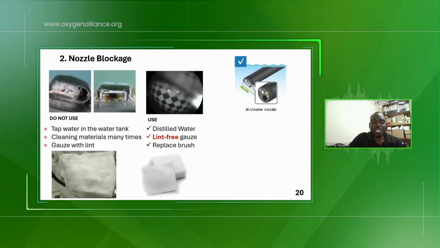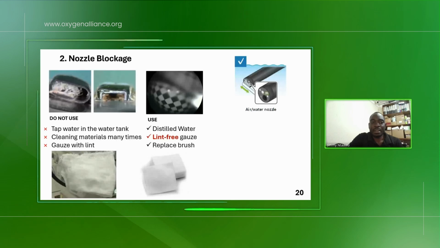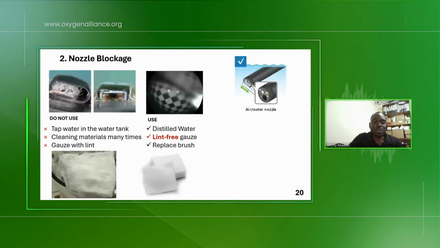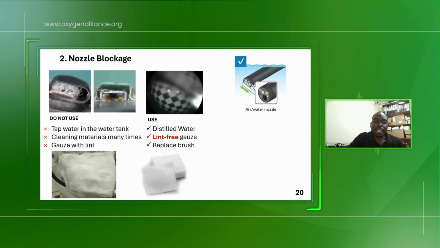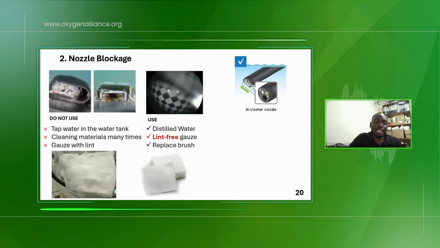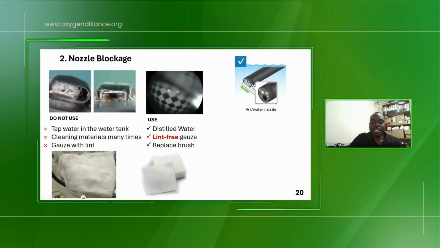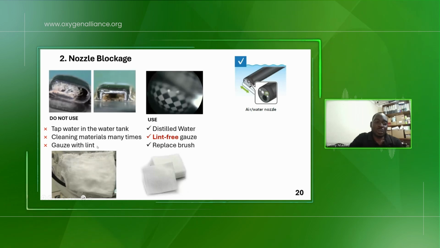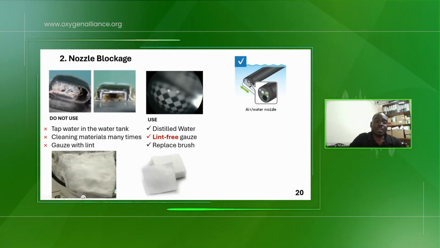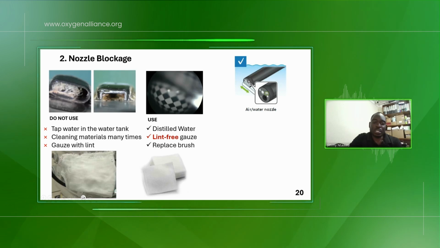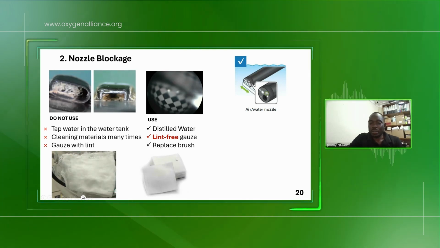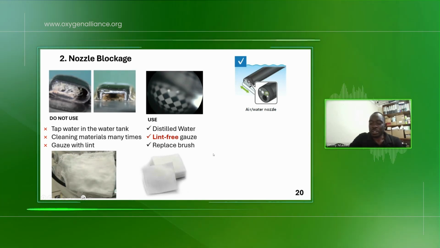We don't use cleaning material for a long time because they start to lose, to cause, like for example, they can start having lint like this gauze. Then we also don't use gauze. Some gauze comes like that when it has lint. So also that we don't use gauze that has lint. We replace it with lint-free gauze.